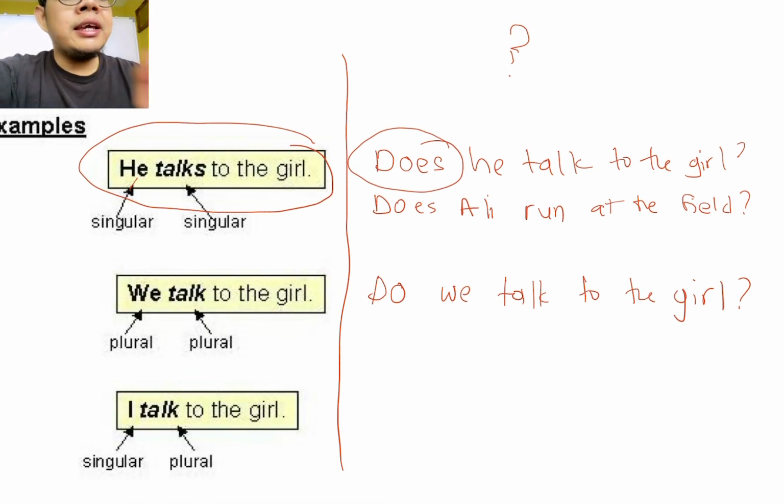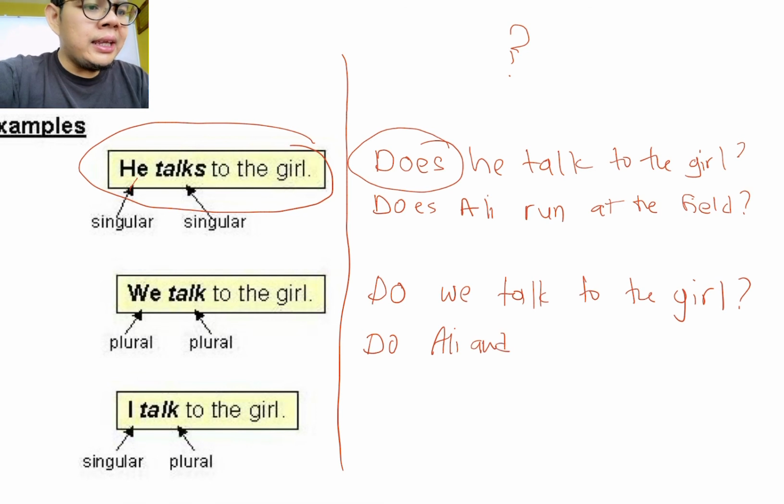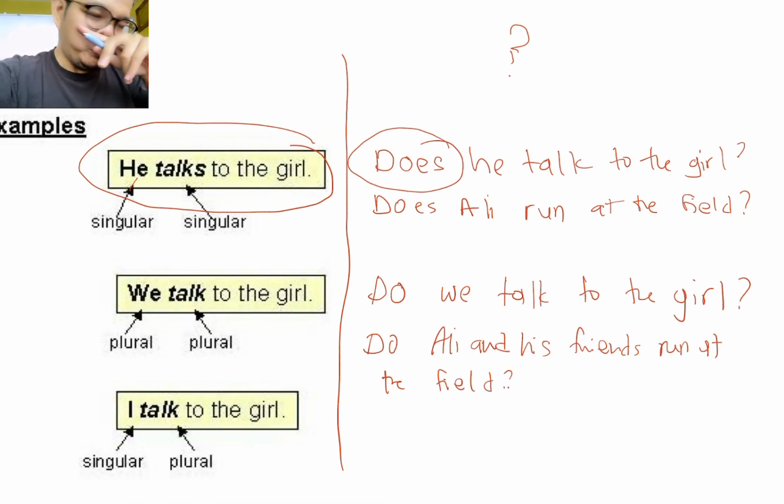Okay. Another thing is, let me give you another example. Do Ali and his friend run at the field? Okay, now look at this sentence. Our subject, singular or plural? Plural. Ali and his friend. Ali dan kawan-kawannya kan? So, what should we do to our first verb? Apa yang perlu kita buat kat first verb kita? We don't need to put ES. Why? Because the subject is plural. So, we don't need to put ES. Clear? Okay. Right, clear, yeah?